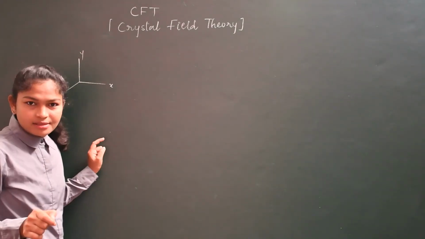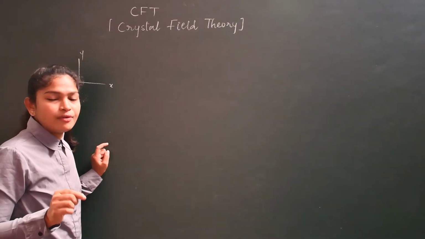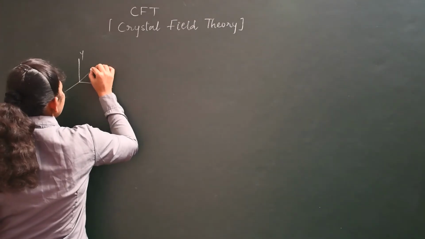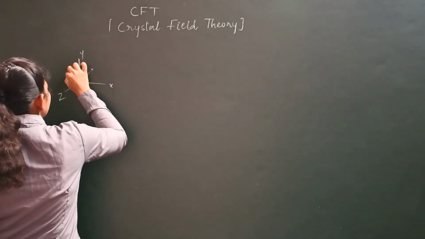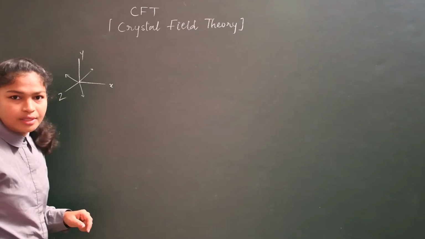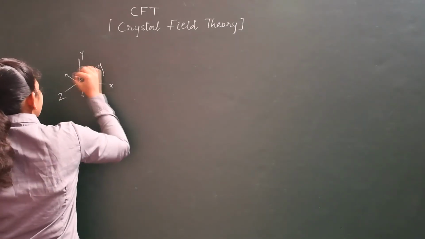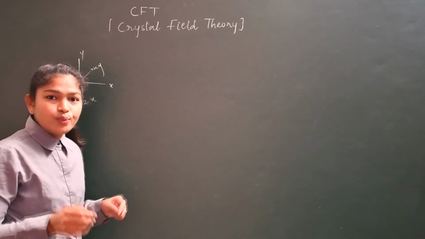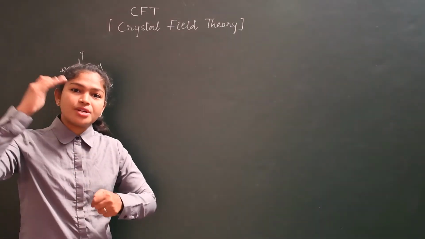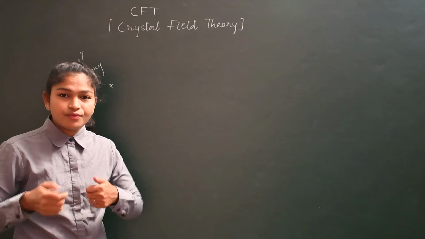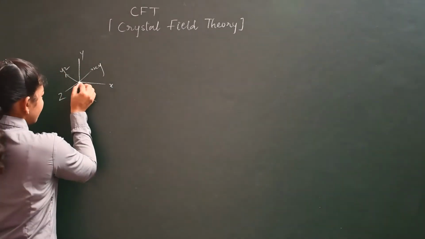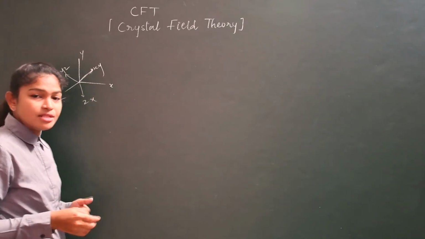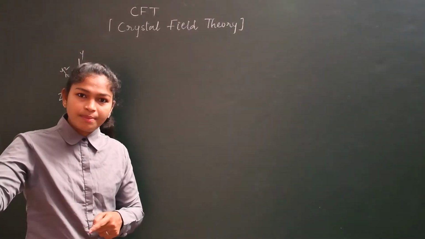Whatever ligands we have in the tetrahedral complex, those ligands will be lying in between the axes. Then which orbitals will be pushed up? Now here the ligands are lying in between the axes. That means which orbitals will be pushed up?